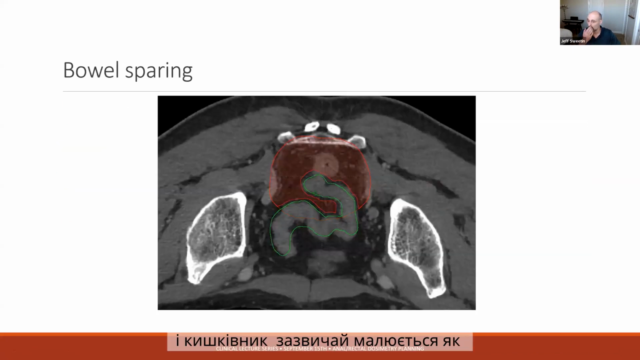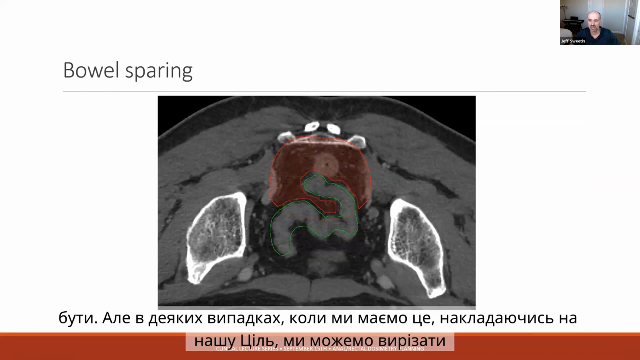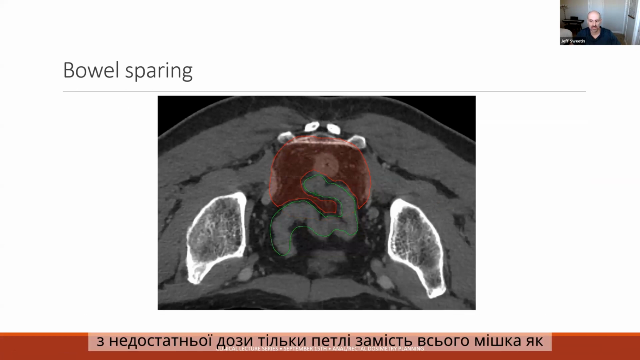And the bowel will usually be drawn as a bag structure. In other words, anywhere bowel could potentially be. But in some cases where we have it overlapping with our target, we may carve out and underdose just the loops instead of the entire bag, as shown here.